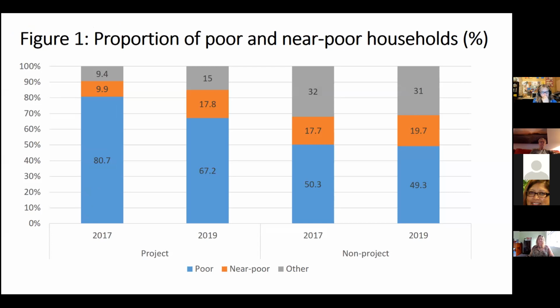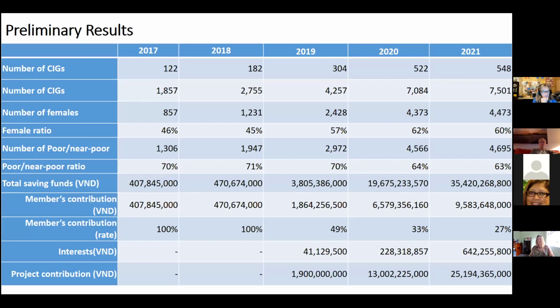Okay, here you see the number of CIG groups in 2017, when the project started. Only 122 groups had just formed when the project started. Basically, the groups were formed from the previous project, but were inactive after the first phase ended. In 2017, 122. But you can see that the number of CIG groups increased quickly, and not only the number of groups, but also the members. And what I most want you all to focus on is the total saving fund. The saving fund increased a lot.